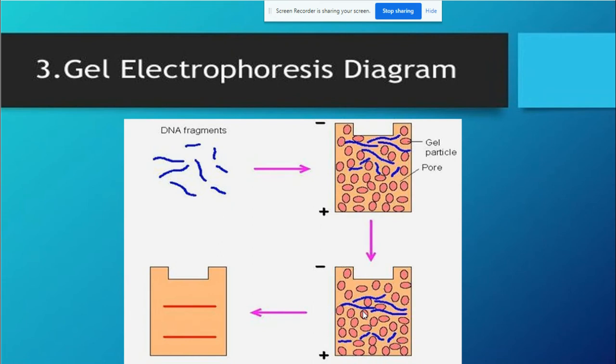What is a gel electrophoresis diagram? Here in this picture, we find the blue color, which is the DNA fragments, and the gel particles are the red ball-like structures in this pictorial PPT. The DNA fragments go through a process in the gel electrophoresis diagram, and lastly end up with the parallel DNA diagram.